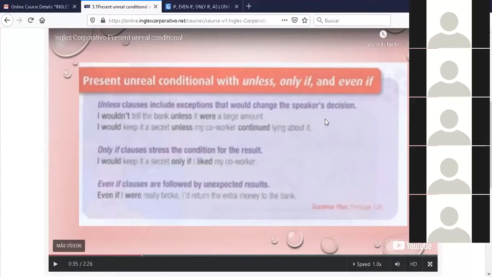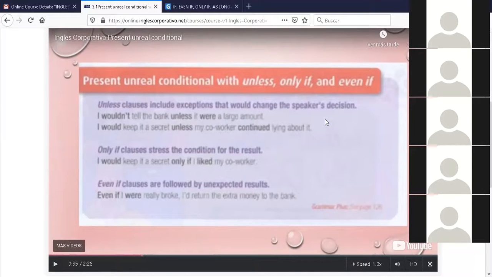Let's work with this one. I wouldn't tell the bank unless it were a large amount. Who can help me saying this in Spanish? Yo no le diría al banco a menos que fuera una suma mayor. Okay, yo no le diría, we can use that. A menos que fuese una cantidad mayor, una suma mayor.